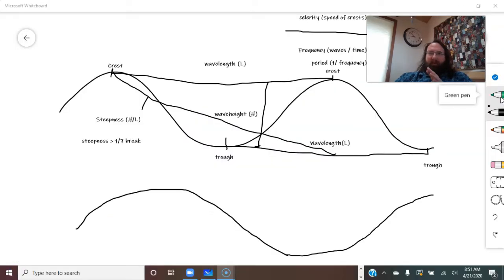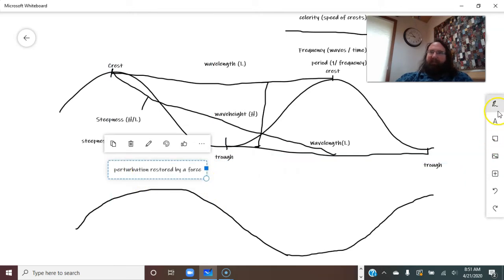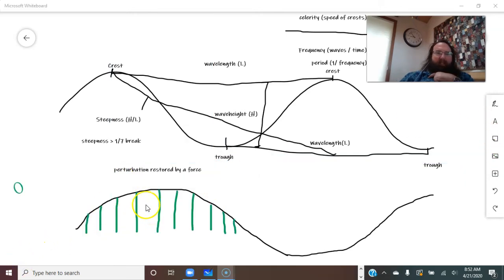Why is that? Well, a wave, remember, starts with a perturbation. All waves are perturbations restored by a force. In the case of ocean waves, that force is gravity. So let's put some gravity on here. So the green lines represent the restoring force. And you can see that at the crest of the wave, they're pulling down the wave very high. As you get towards that median water level, gravity's pulling a little bit less.